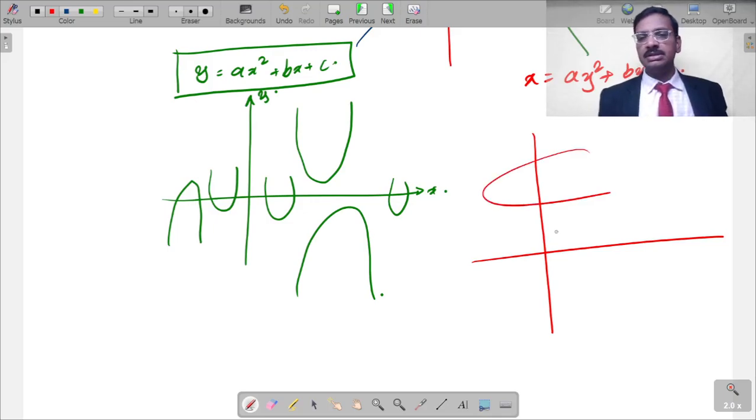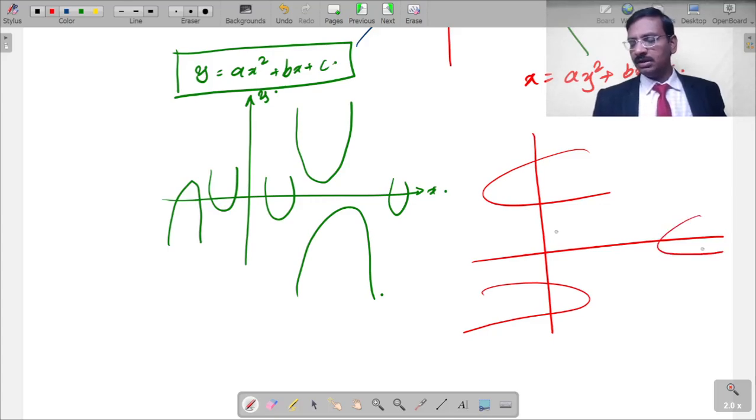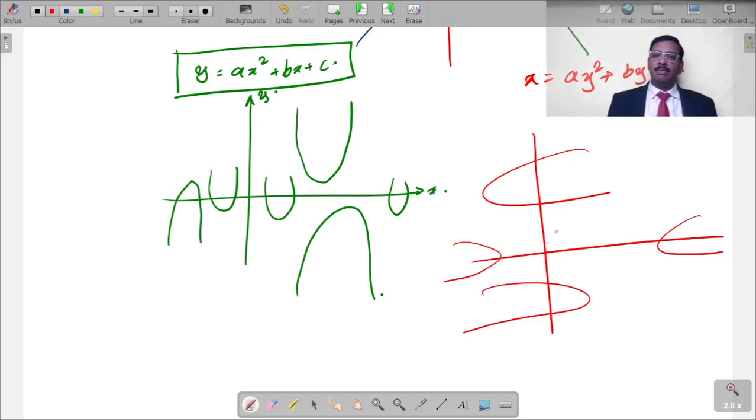Either it will be like this, or like this, or maybe located somewhere here, or located here. It doesn't matter wherever it is located, but the shape is either a less than symbol or a greater than symbol. Like this, actually, it will be organized. So any quadratic equation will always be either U or inverted U.